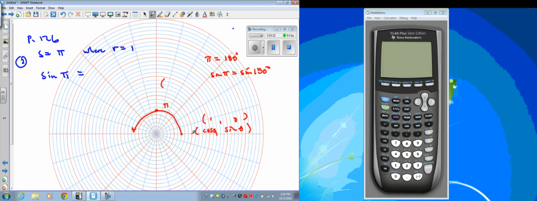We're 1 unit out, that point is 1, 0. When you get up here to pi over 2, then the cosine is 0 and the sine is 1 on the unit circle. Those are ordered pairs. And then when you get back down here on the unit circle, the ordered pair is minus 1, 0. And it's always cosine, sine. So sine is 0.